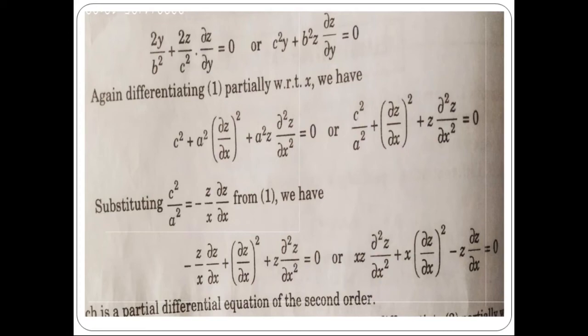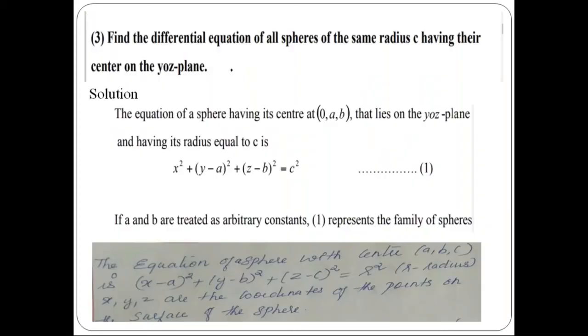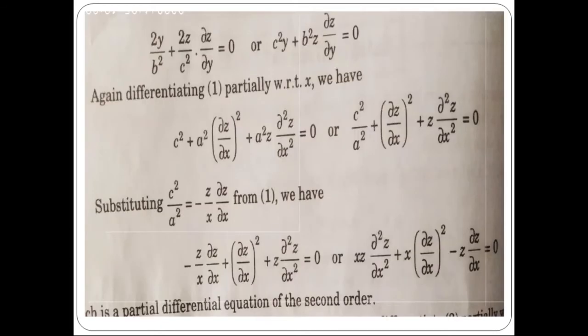I just put the value here and we will get the required equation. Now sometimes students ask why I am differentiating first with respect to x, why am I not using the second equation? Students, you can use the second equation as well. You can differentiate with respect to y here and get the value of c square upon b square, then you can put it in this equation as well.